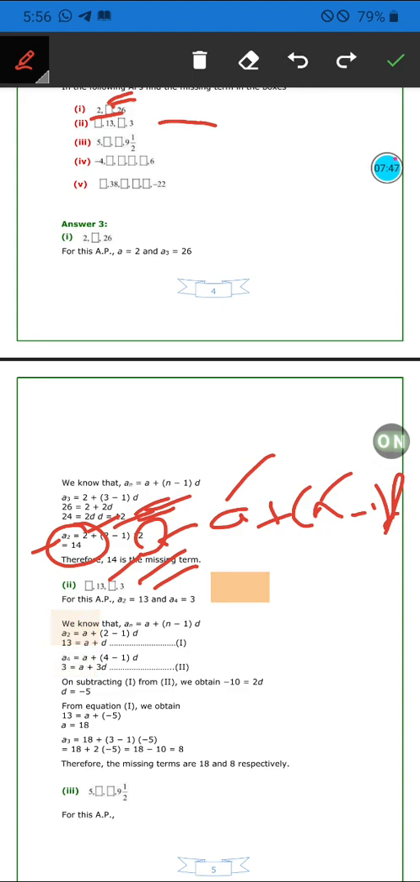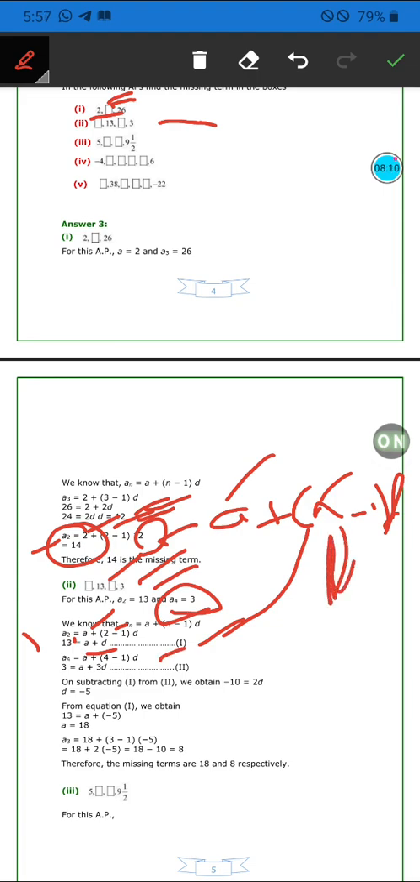A2 formula, again this same formula. We don't know A, write it as it is. A2 is 13, so 2 minus 1 means 1, so 1 into D. So this is the first equation. In A4 we know the value, so put it in the formula. A4 equal to 3, 4 minus 1 is 3, so 3 into D, 3D. So 3 equal to A plus 3D. This is the second equation.